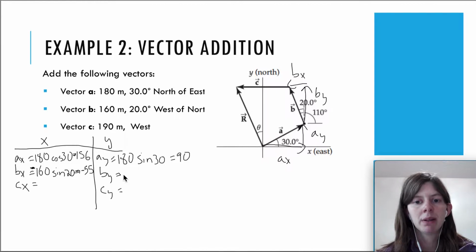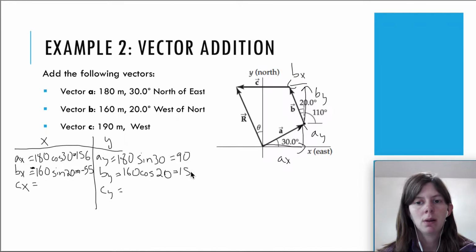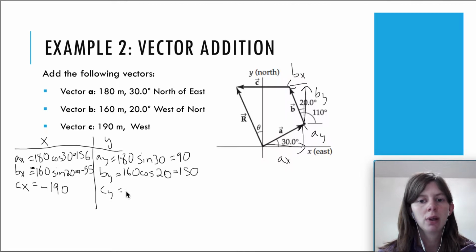And then the y component is going to use cosine. So 160 cosine of 20 degrees. And that's going to give me 150. Just had to find the right number there. And then cx, c is all to the left, that's all in the x direction. So cx is negative 190. cy, there is none because it's all going to the left. Nothing is going up or down, so that's 0.